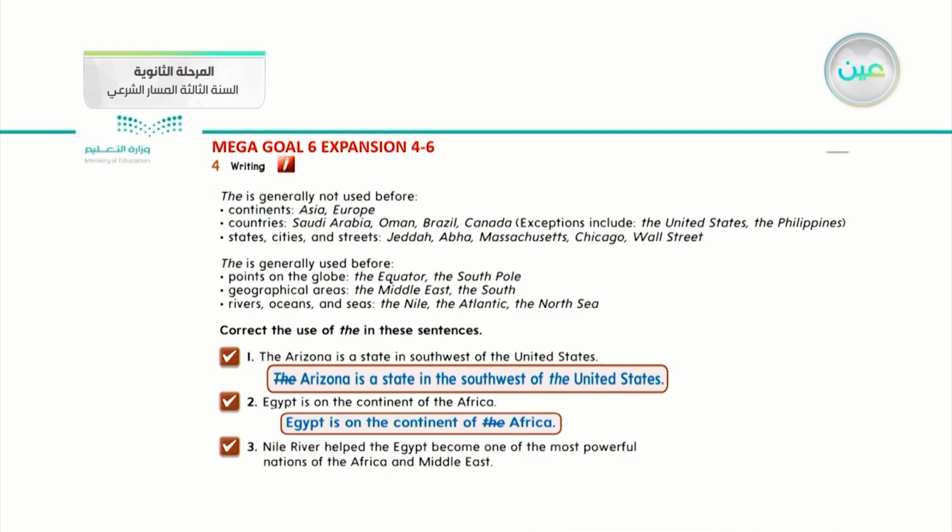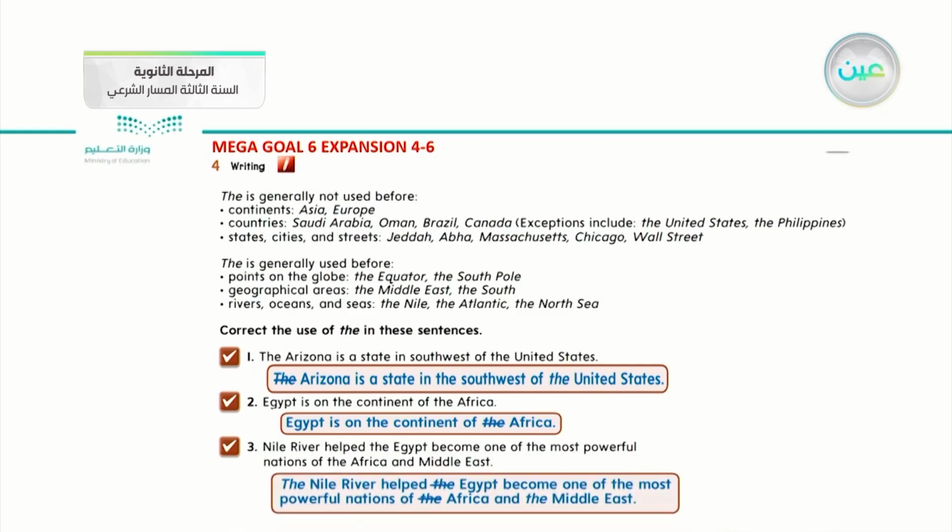Number 3, Nile River helped the Egypt become one of the most powerful nations of the Africa and Middle East. What do you think? What is the wrong one here? We're searching for the article "the" that we should omit. What do you think the suitable one is? Try to think.